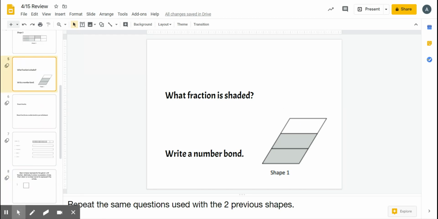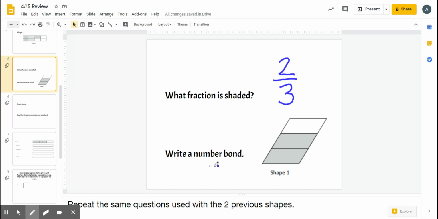Looking at this shape, if we want to know the fraction of the shape that is shaded, we have 1, 2 pieces that are shaded. In total, we have 1, 2, 3 pieces. So we know that our denominator is 3.